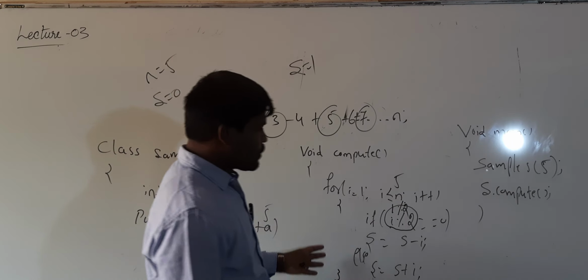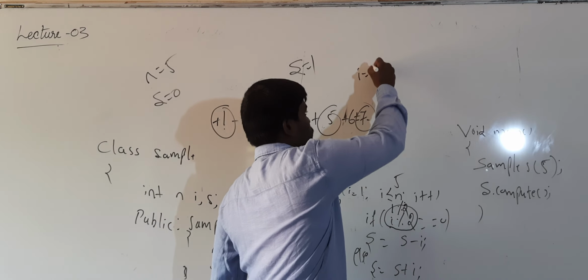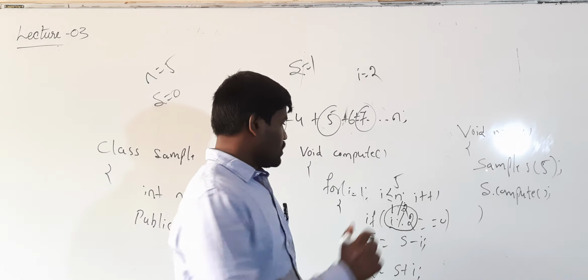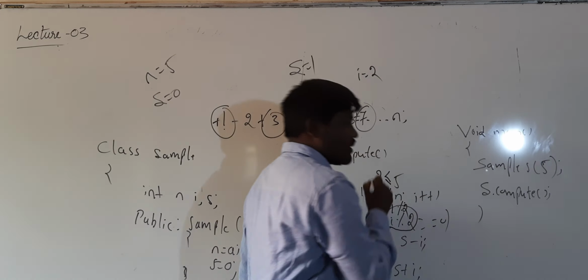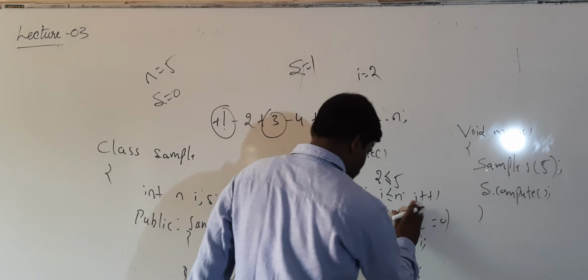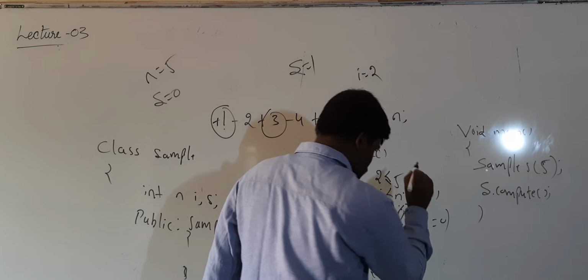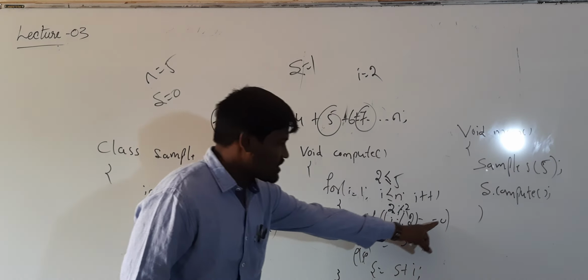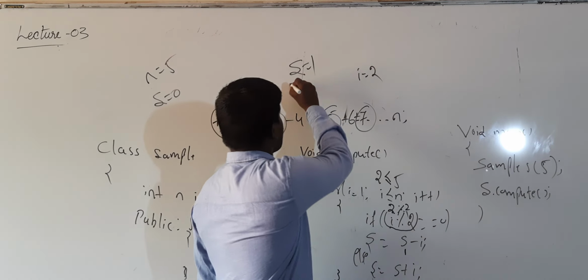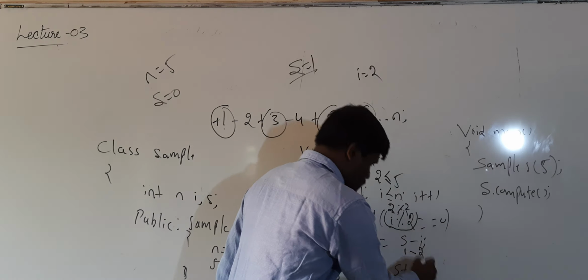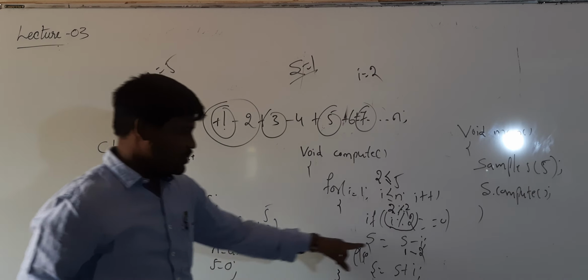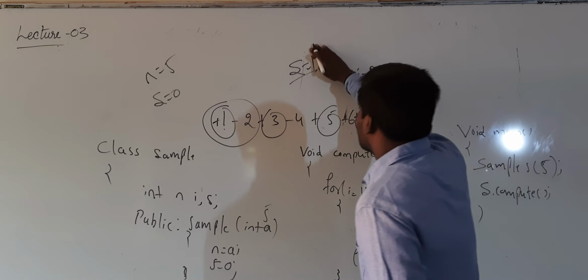Next, again the loop will continue. i becomes 2. Initially i value is 1, i plus plus means i becomes 2. 2 is less than or equal to 5, again condition is true. See here, 2 mod 2, answer is 0. 0 is equal to 0, condition is true. Here s value is 1, updated s value minus i value, which is 2. 1 minus 2. So see the series: 1 minus 2 is minus 1. Minus 1 is stored in s.